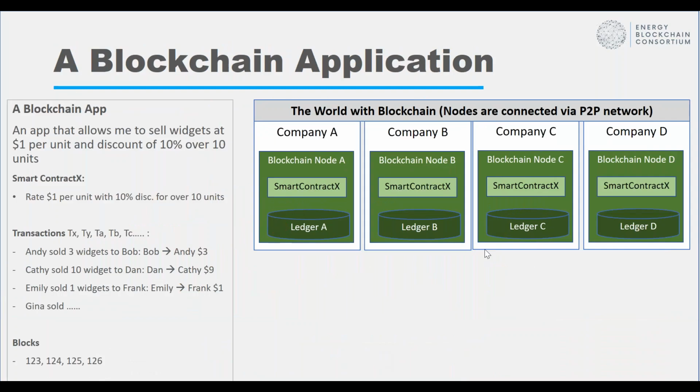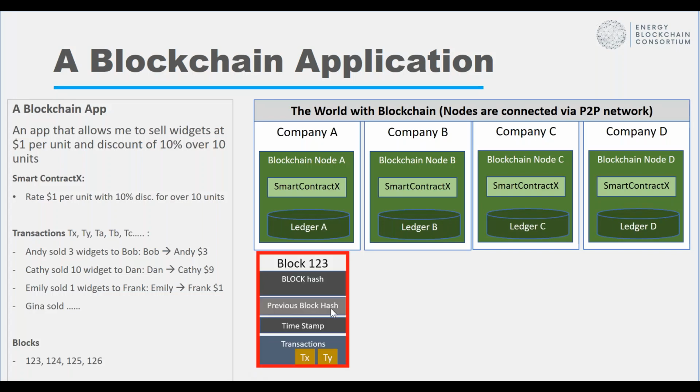So from an application perspective, how does that work? A blockchain application can be created using blockchain technology to create a business rule where anybody who sells a widget to anybody else is sold at this particular rate, or there is a discount of X percentage in selling Y units. That type of business logic can be encoded in a blockchain smart contract.